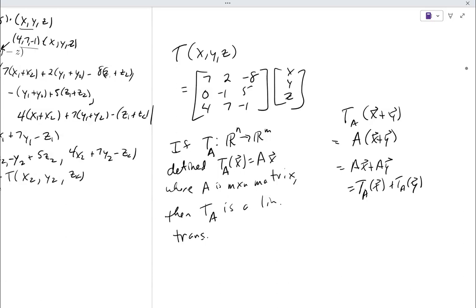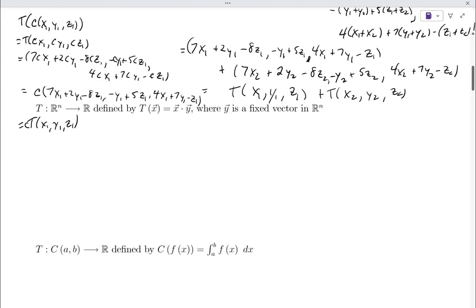Questions on that example? Notice one thing I will notice as well. Notice I wrote this as R sub n to R sub m, and my A had to be an m by n matrix. Okay. Notice it looks like it's flipped around. Okay. All right. Let's do the next one.